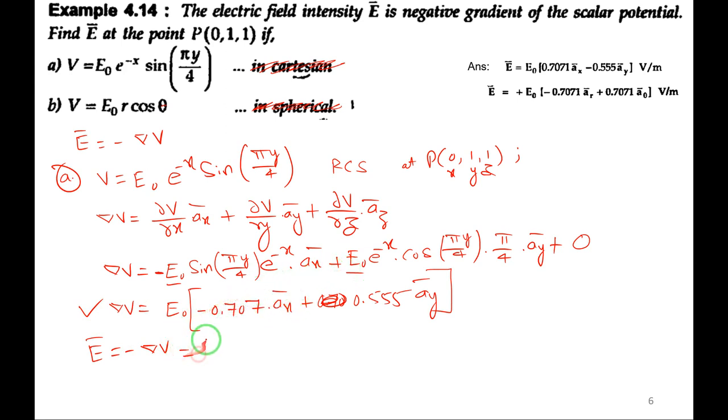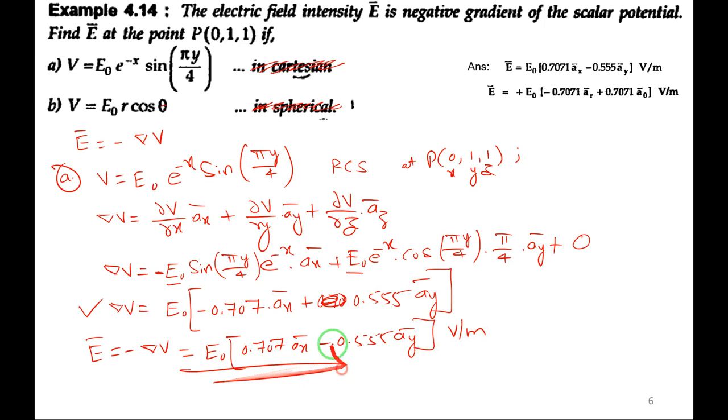So E naught is outside. So minus into minus, this will become plus 0.707 AX. Then minus into plus, minus 0.55 AY. I hope you got it. So this is volt per meter. Just you can compare with this, right? We're getting the same answer.